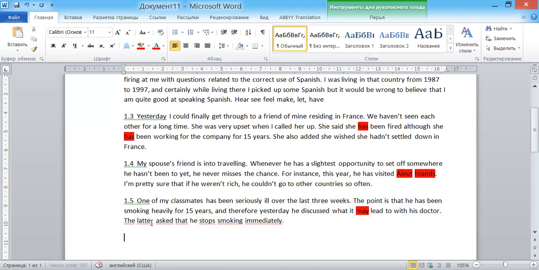The latter, the latter means the last mentioned one, and it is doctor, asked that he stops smoking. Yeah, this is another mistake. Stops. You see the verb asked. The verb asked implies the use of the so-called subjunctive mood. And what's the structure of the subjunctive mood in this particular case? We use only the bare infinitive. It should be: the latter asked that he stop smoking immediately.